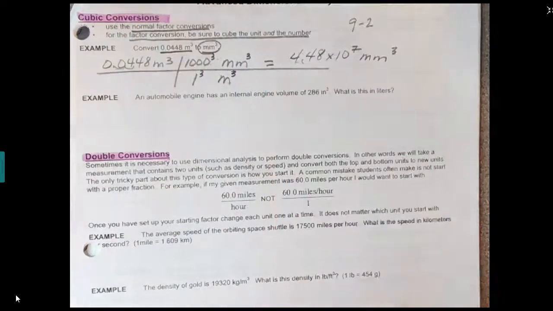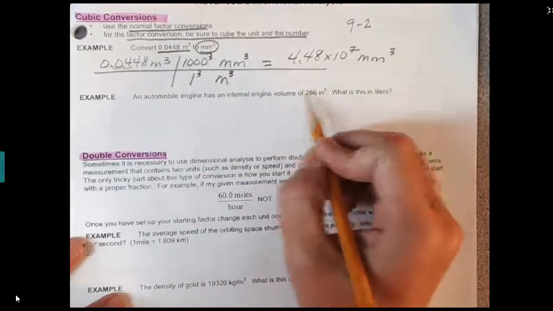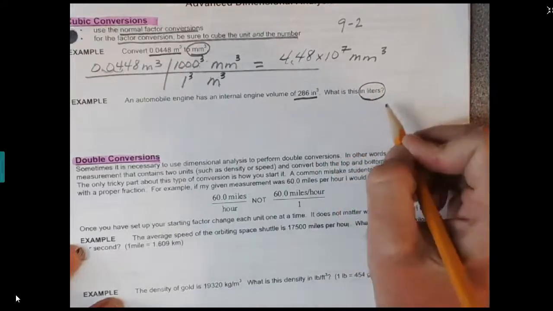Okay? Now let's do this one. An automobile engine has an internal engine volume of 286 inches cubed. What is this in liters? Well, let me give you a little bit of background story for a second.